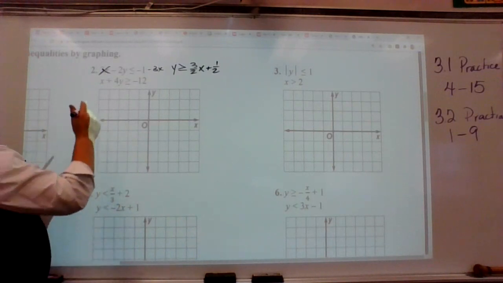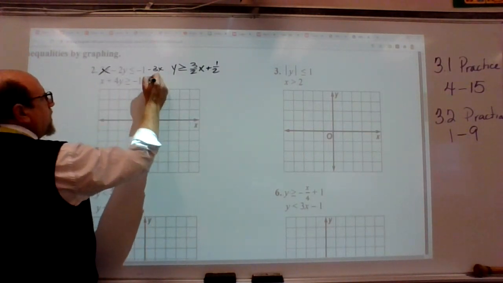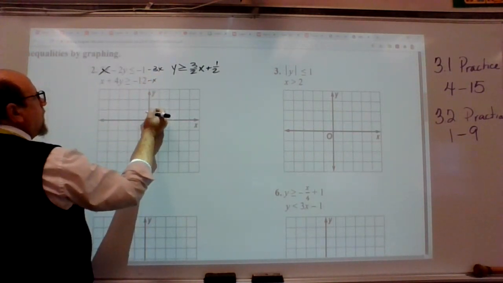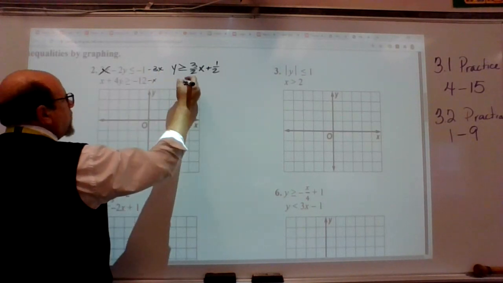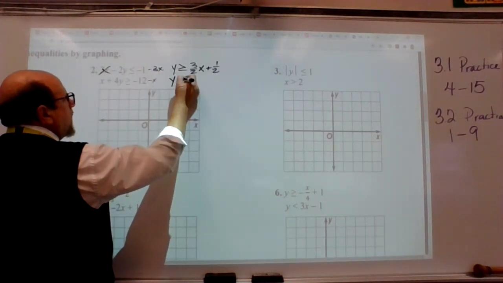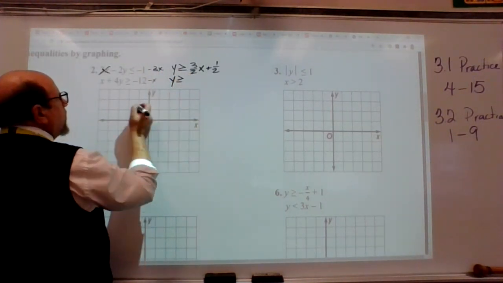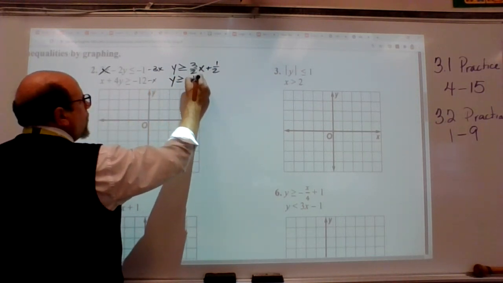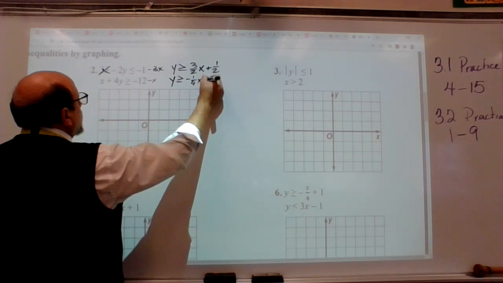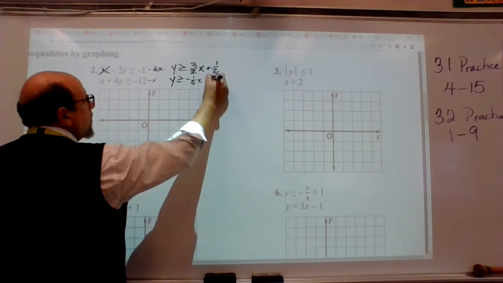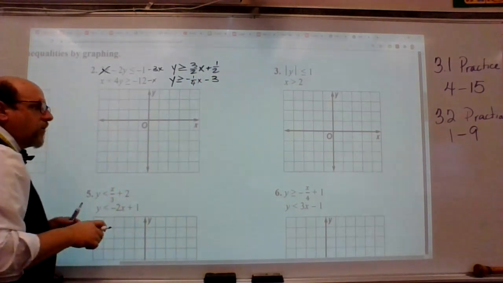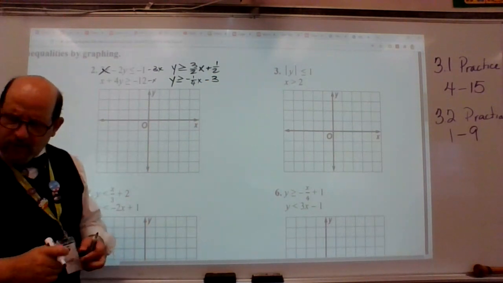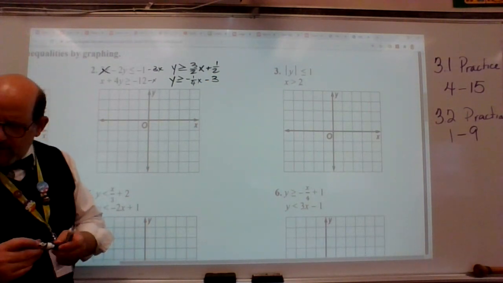This next one. I subtract x over here. All right. Divide everything by 4. Y is greater than or equal to negative 1/4 x minus 3. Okay, I'm going to do them each in a different color, and we're going to be on our way.